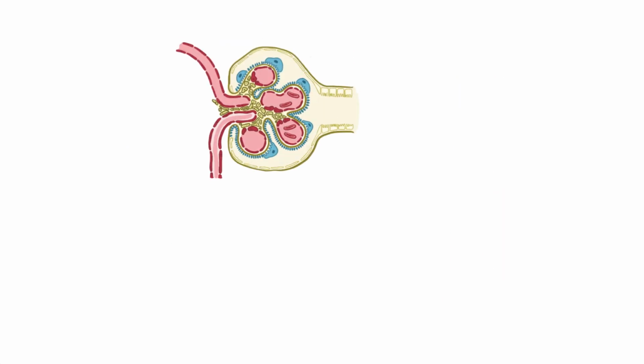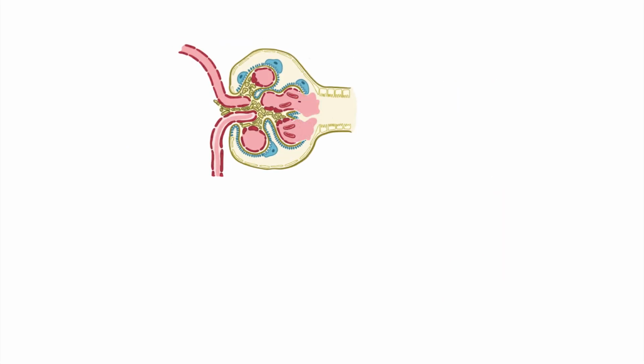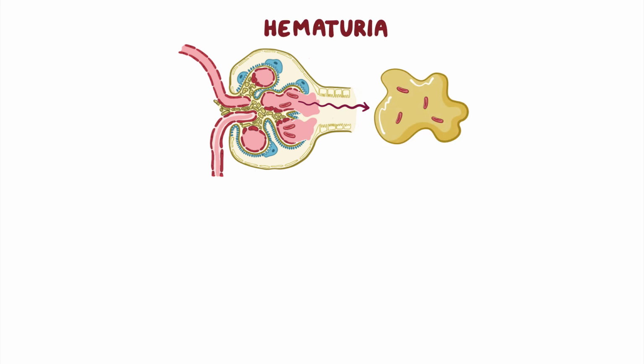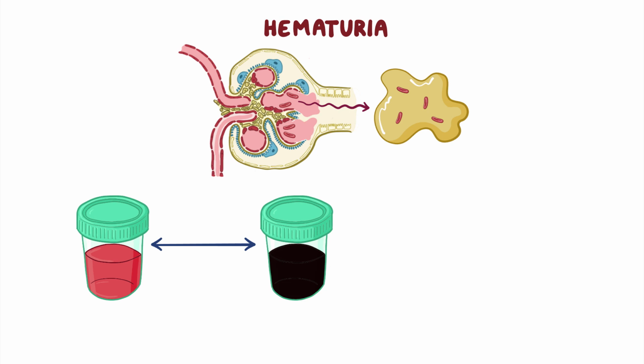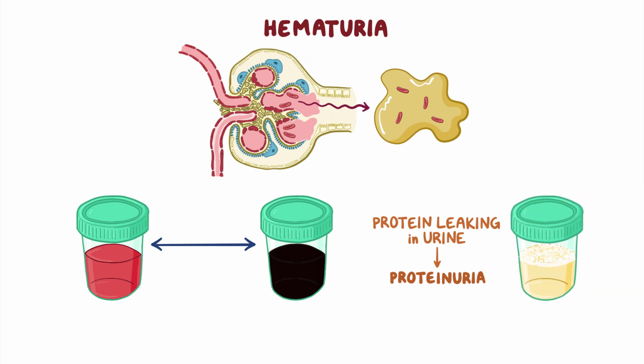Now, because of the glomerular injury, red blood cells leak into the urine, causing hematuria. The amount of blood sometimes is enough to cause reddish or blackish discoloration of the urine. Protein leaking into the urine causes proteinuria and may make the urine appear foamy.